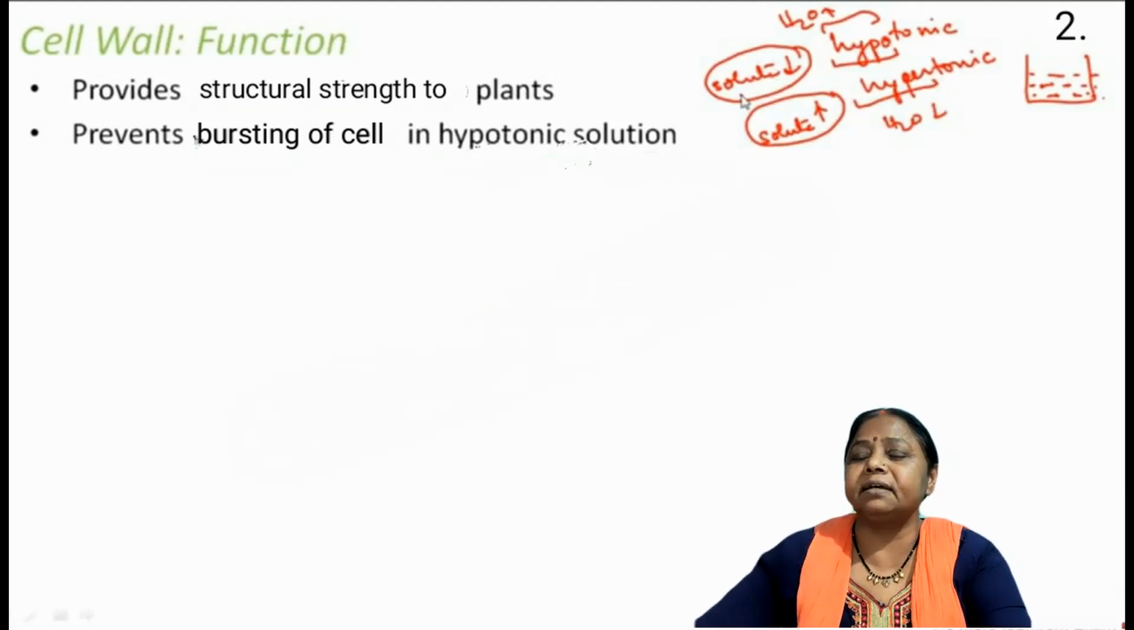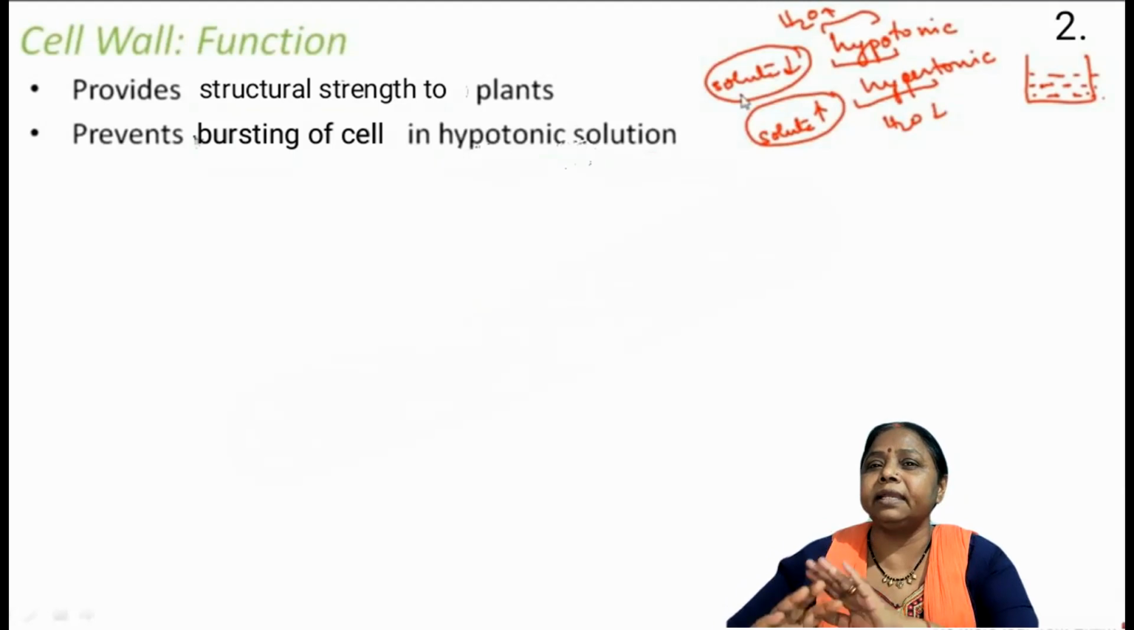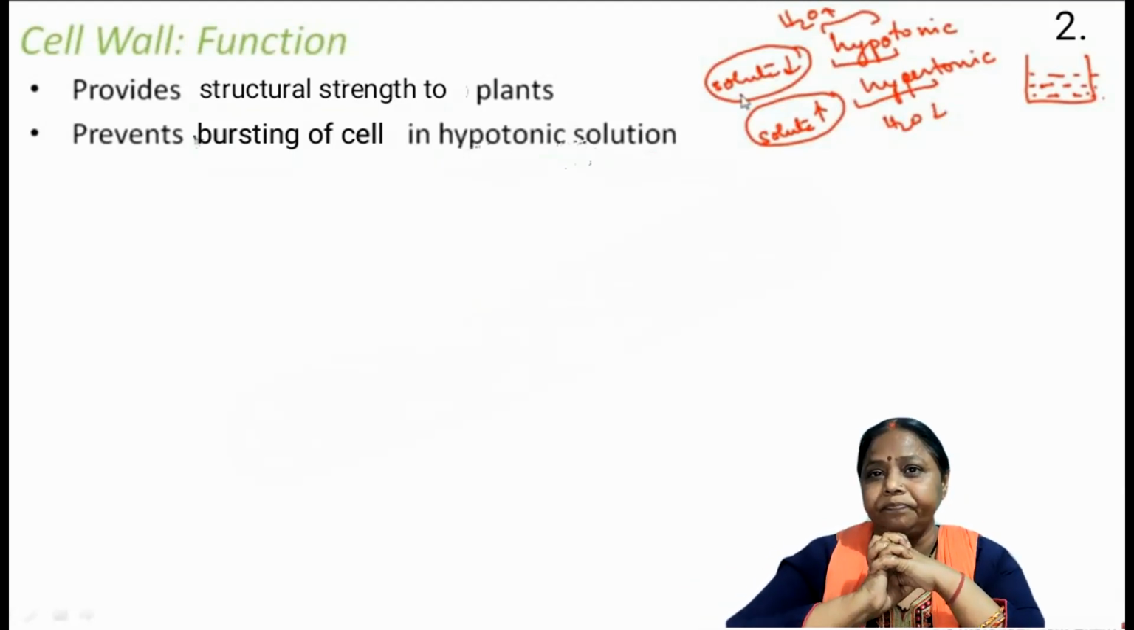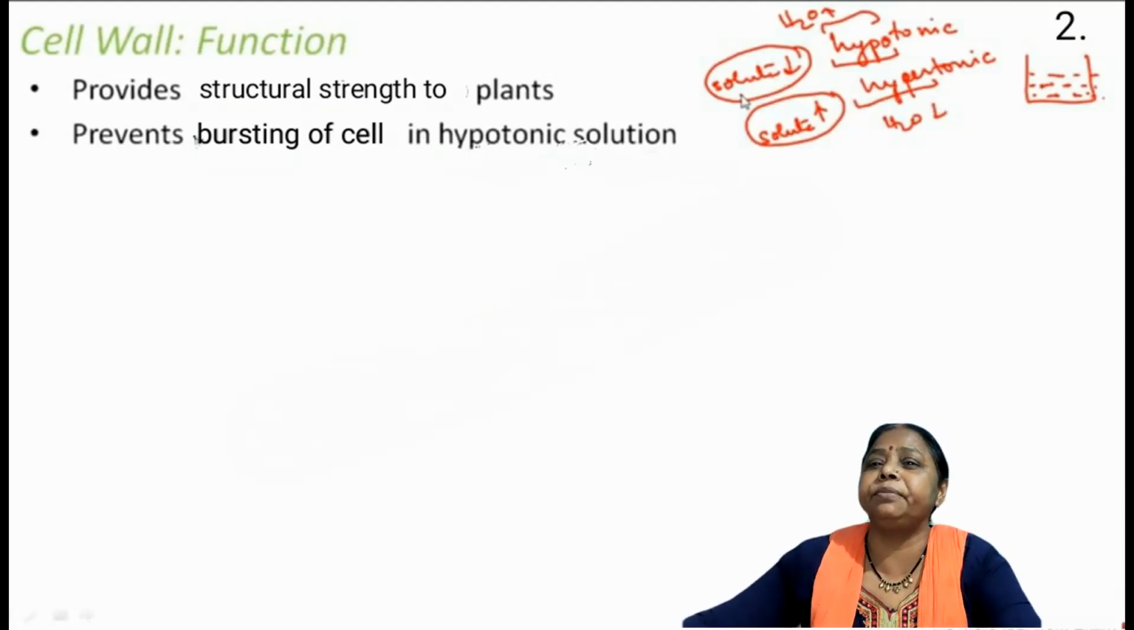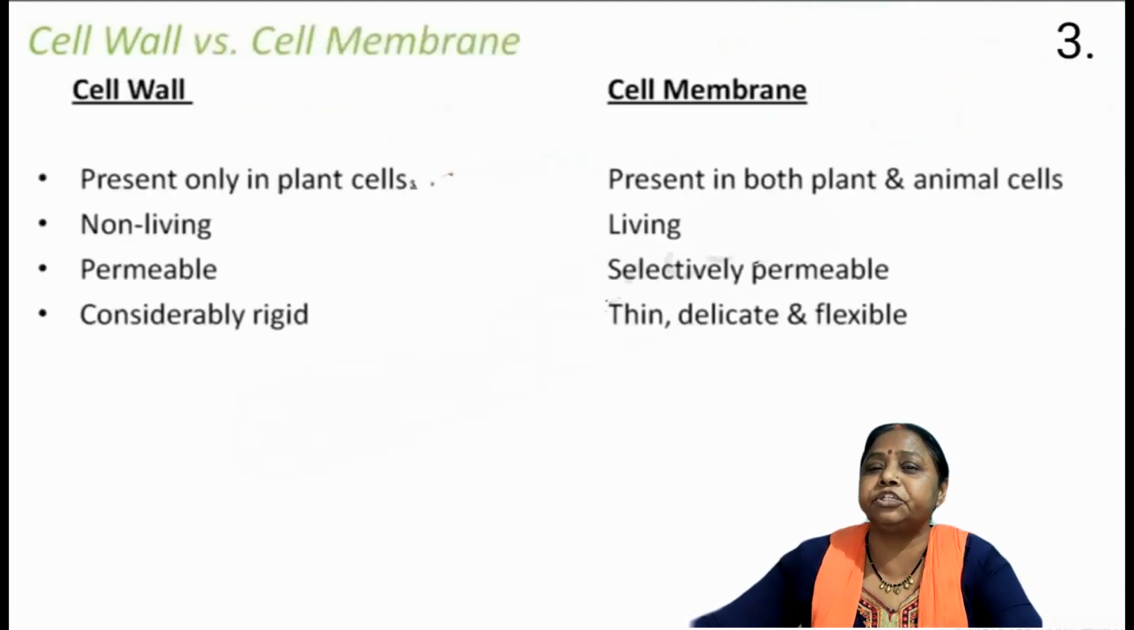Thus it prevents the bursting of cell. That means एक extra wall है जो कि cell को burst करने से बचा देता है. ये extra strength भी देता है plant cell को और bursting से भी बचा देता है. Now children, this is a function.